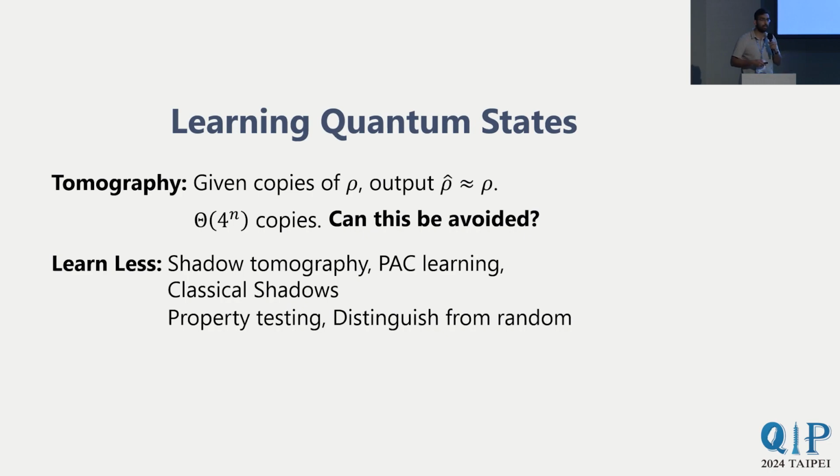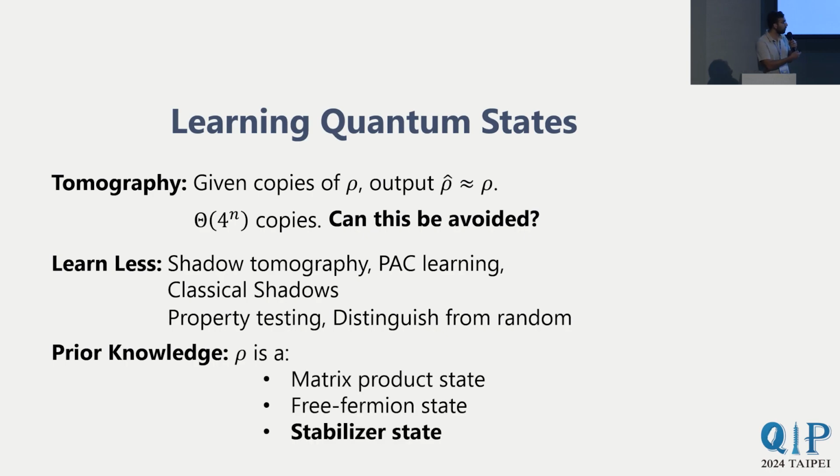The second broad category is using prior knowledge about your system. A typical thing that's done here is you assume that your state rho is actually coming from a subclass of quantum states. For example, a matrix product state, a free fermion state, or a stabilizer state. And the thing we care about when we design these algorithms is the number of copies consumed by the algorithm, but we also care about the time consumed by these algorithms. And of course, we need the algorithm to be time efficient for us to actually run it on a device.